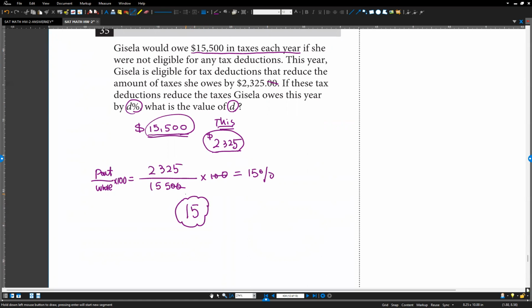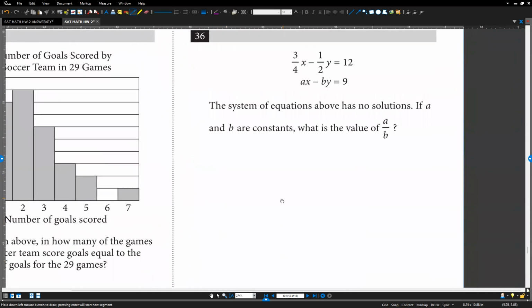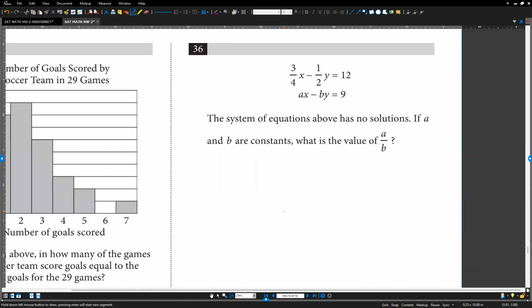Okay, number 35 and number 36. This is number 36. 3/4x minus 1/2y equals 12. Ax minus by equals 9. The system of equations has no solutions. No solution means what? If this is x and this is y, the two lines are parallel with different y-intercepts. This we say has no solutions.